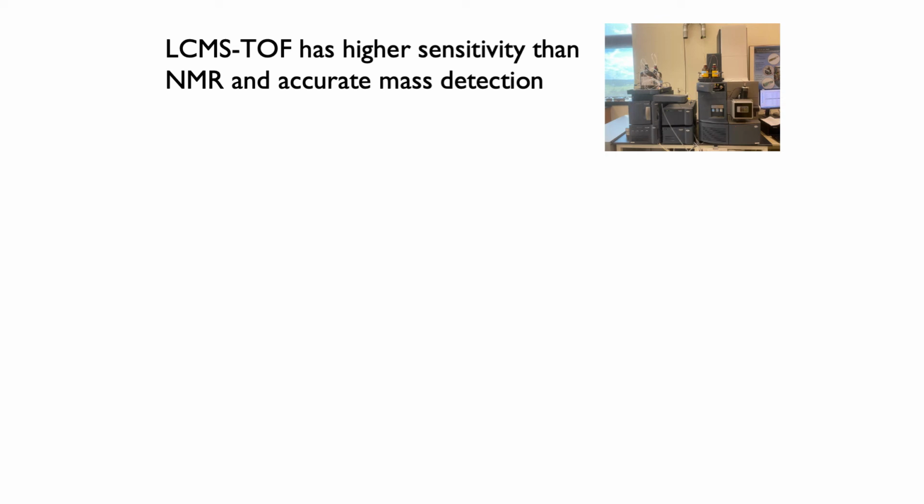LCMS is a lot more sensitive than NMR. Basically what LCMS does is it tells you the mass of a molecule. And this particular LCMS tells you the mass of a molecule to 4 decimal places. And it's really unlikely to have multiple molecules that are the same mass to that many decimal places. So if you see a mass corresponding to the molecule that you think you've made that is accurate with those 4 decimal places, it's very likely that you have the right molecule.